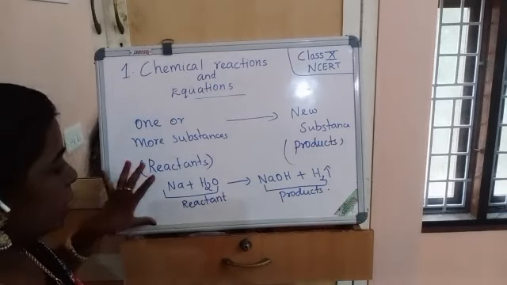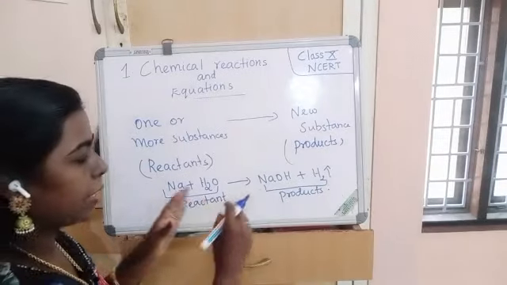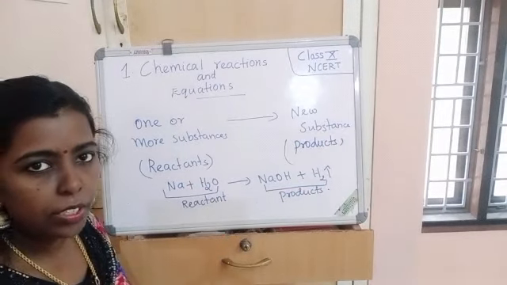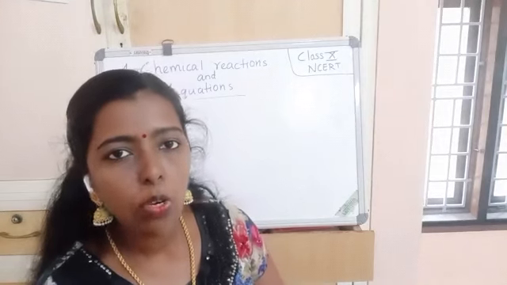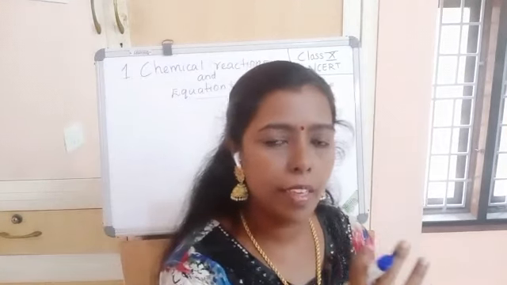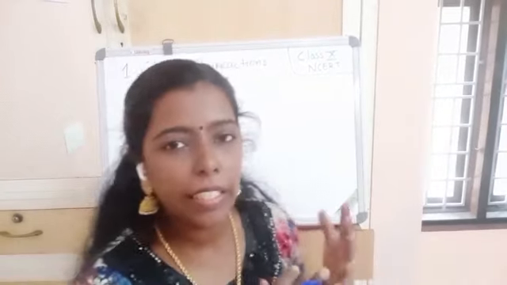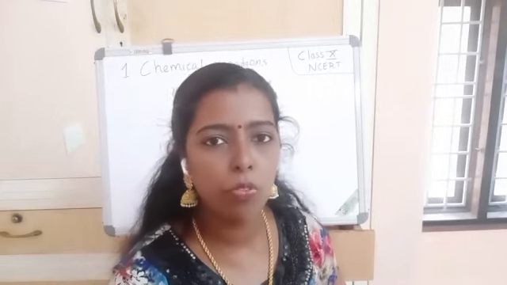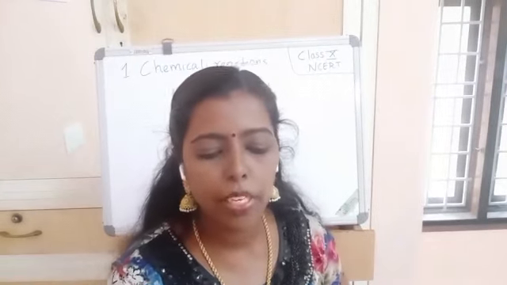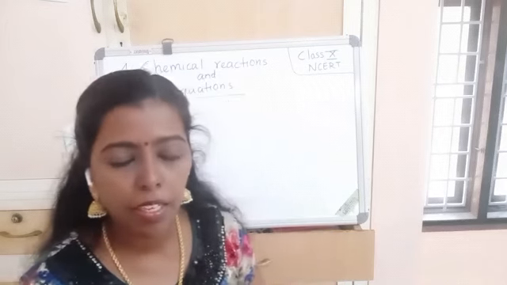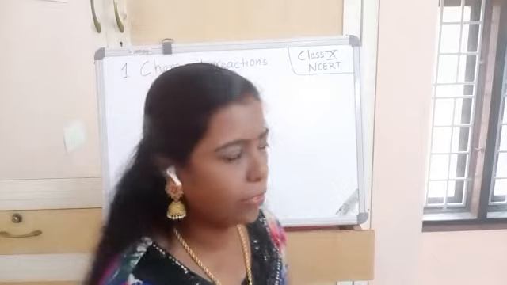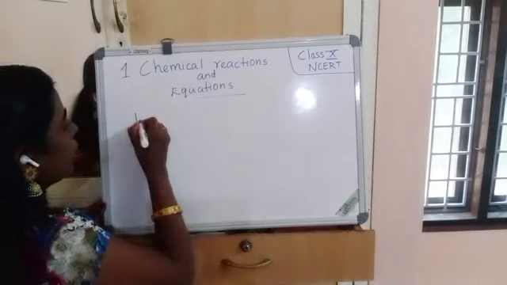So, the reacting species are called reactants and the newly formed substances are called products. Next, we are going to discuss how we can recognize a chemical reaction, whether it is a chemical reaction or a physical reaction. A chemical reaction can be identified by change in color. The first one is change in color.